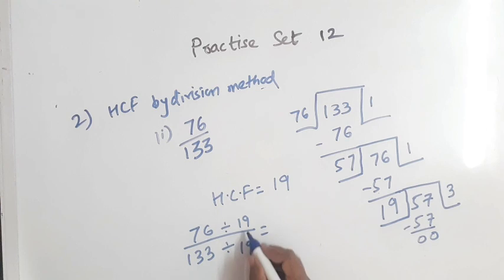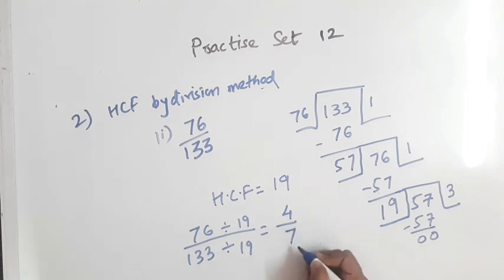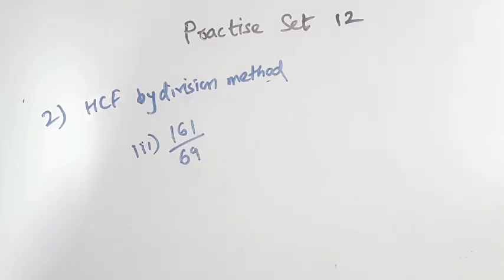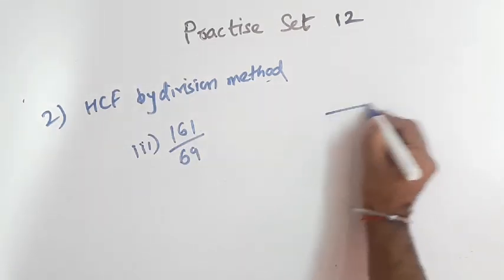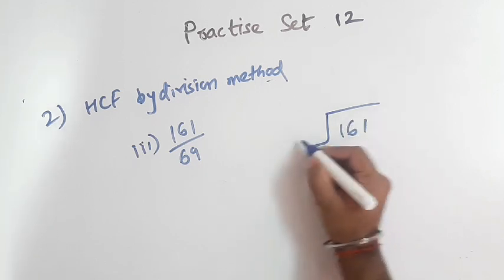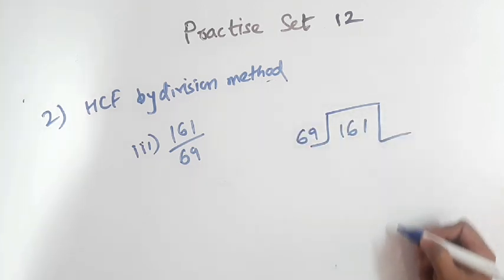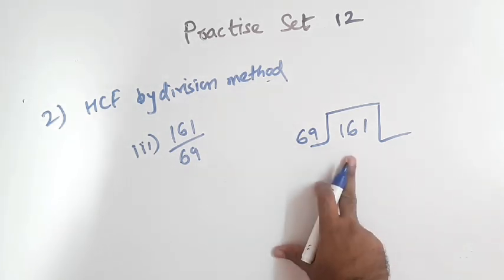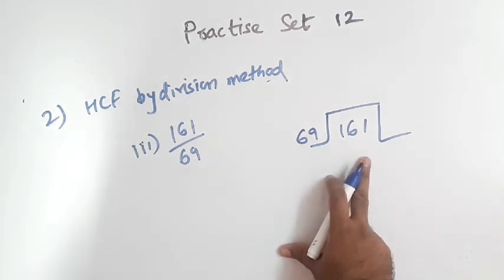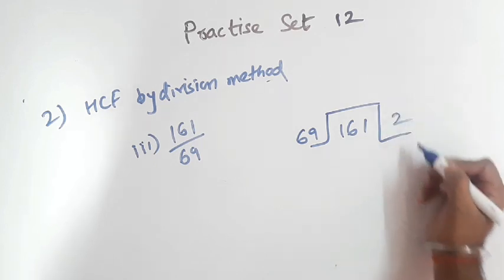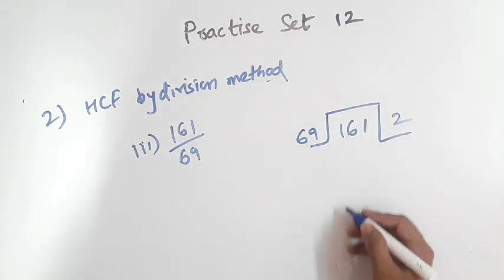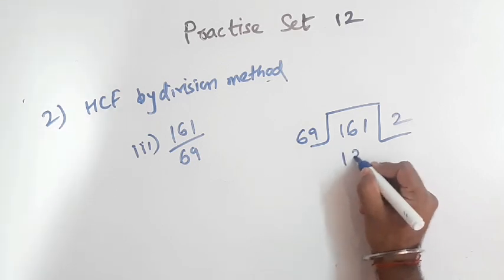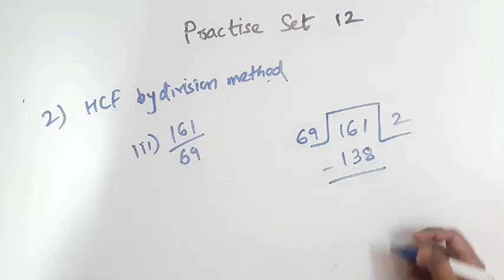Now 19 table, you know, 19 4s is 76. And 19 7s is 133. So third one says 161 upon 69. So 161 I'll place here, 69 as divisor. You know, 69 2 times is 138 and 3 times is 207. So 69 2 times I can take. 69 2 times is 120 plus 18, so it will be 138.